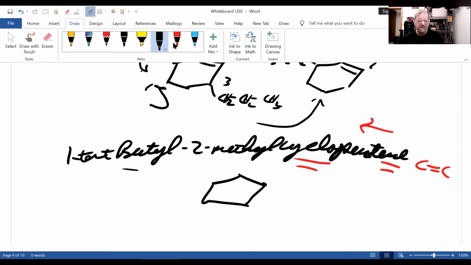And here I have it. Now, ENE, double bond, I'm going to put it here. You could put it between any 2 carbons. On carbon 2, I have a methyl group. On carbon 1, I have a t-butyl group. So I could make this carbon 1 and run out of room. Hold on.